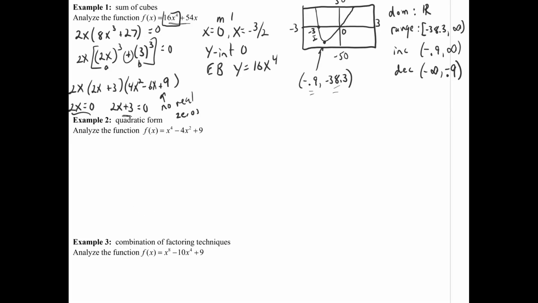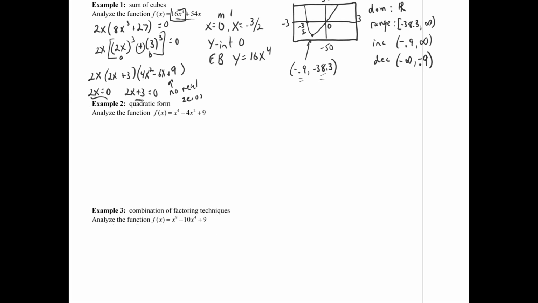So this one, we know that this is in quadratic form because the middle term is half the degree of the first term. So we're going to do a u substitution and let u equal the middle term variable, so x squared, which means u squared is x to the fourth, and we can then plug that in, and we're going to get u squared minus 4u plus 9, and we're going to look for the 0, so we're setting that equal to 0.